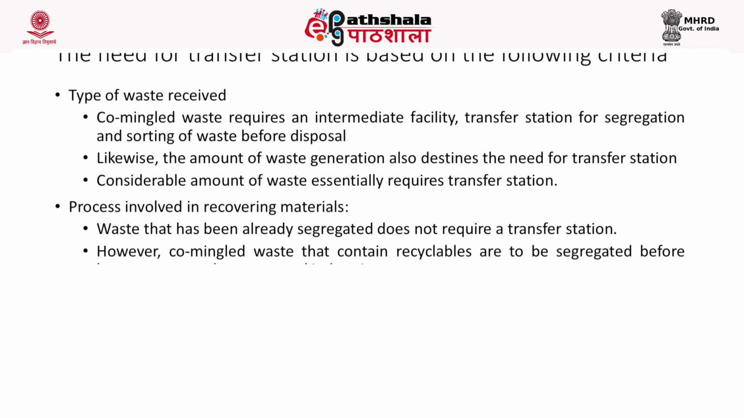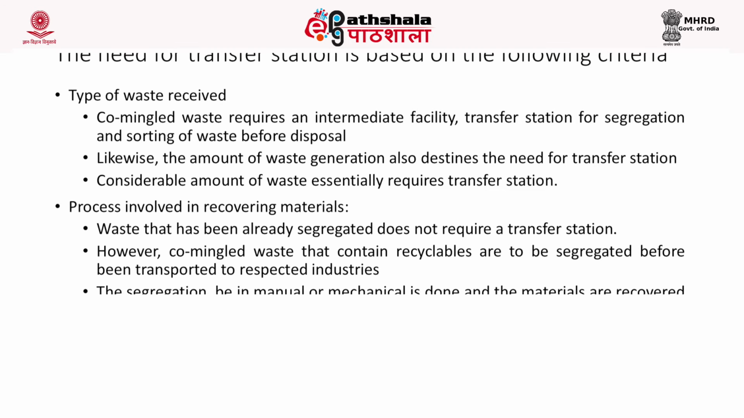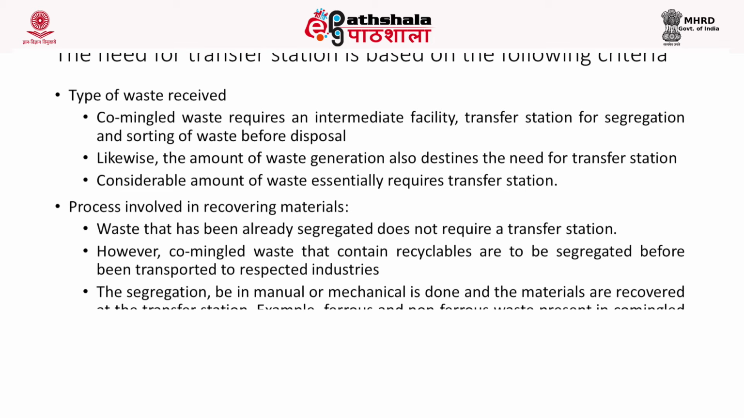Now, under type of waste received, for example, when you receive a commingled waste, it requires an intermediate facility for segregation and sorting. Likewise, if you have a huge amount of waste generation, that also requires a transfer station. Regarding the process involved in recovering materials, for example, if you have a commingled waste with a lot of recyclables in it, you need an intermediate site for segregation. So, that can act like a site where you can recover materials.